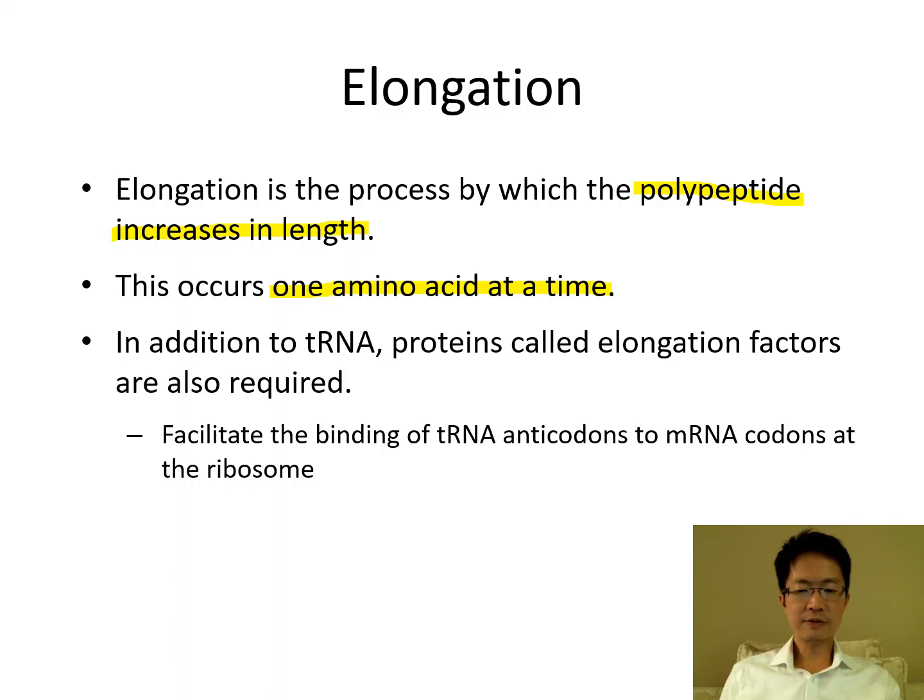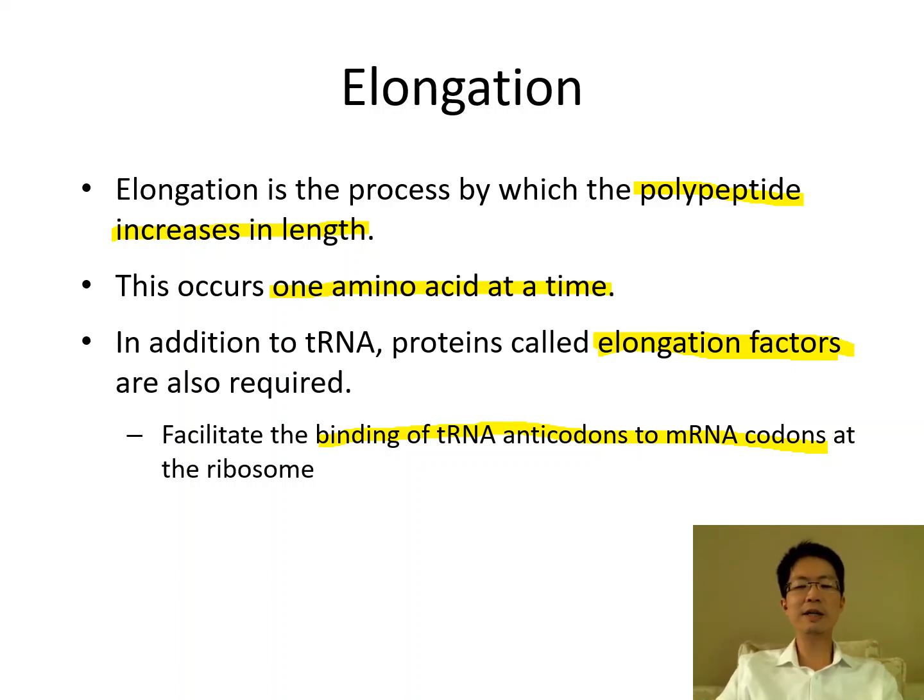So we also have something called elongation factors that is required during the protein synthesis. Elongation factor helps the binding of the transfer RNA anticodon to the messenger RNA codon. So it helps the transfer RNA anticodon bind to the messenger RNA codon.